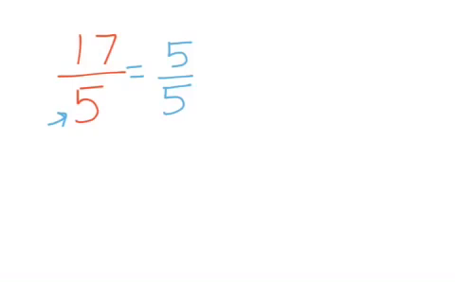So 5/5 is a whole, and I need to get to 17. So 5 plus what gives me 17? Well, I can add 5 more. I know that 5 times 2 is 10. I know that 5 times 3 is 15. So now I'm at 5, 10, 15. I can't add 5 more. That would give me too much.